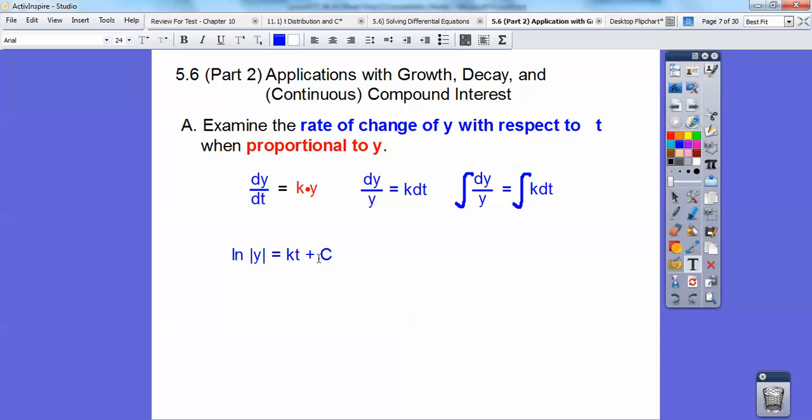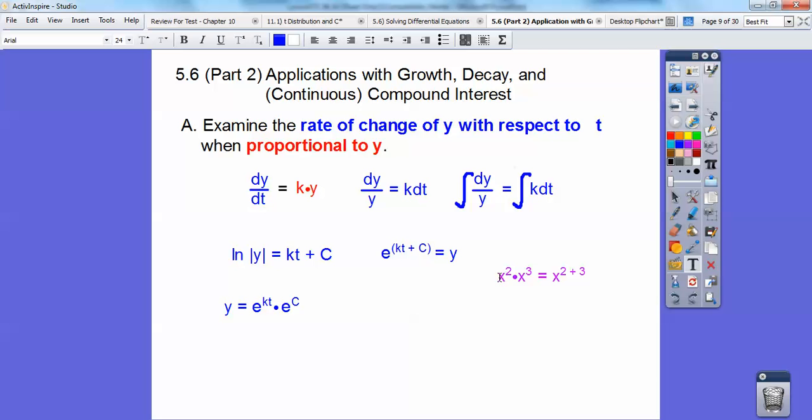All right, let's flash back to algebra 2, you guys. Remember, this is base e right there. And if I was in base e, I'd say this base right here to this power on the right is going to equal this right here. You guys with me? So I'm going to say e to the kt plus c power equals that y right there.